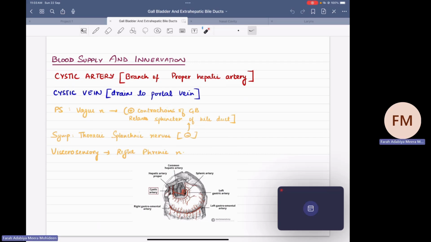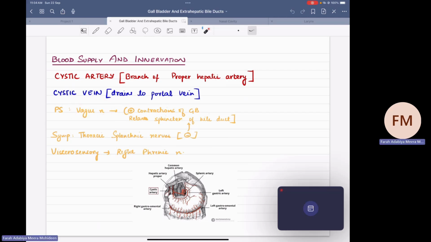Now, for innervation, since it's an organ, you'll have parasympathetic, sympathetic, and viscerosensory innervation. Parasympathetic is for rest conditions. At that point, it stimulates the contraction of your gallbladder and relaxes the sphincter of the bile duct so that bile can be released into your duodenum. And this is done by the vagus nerve.